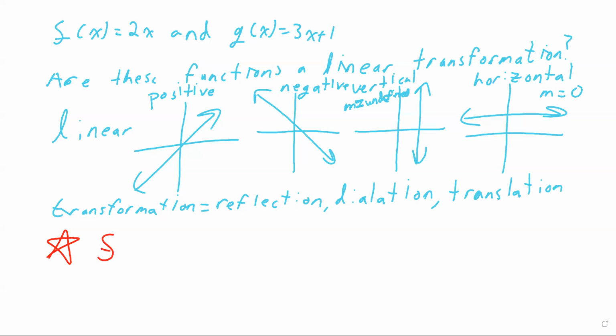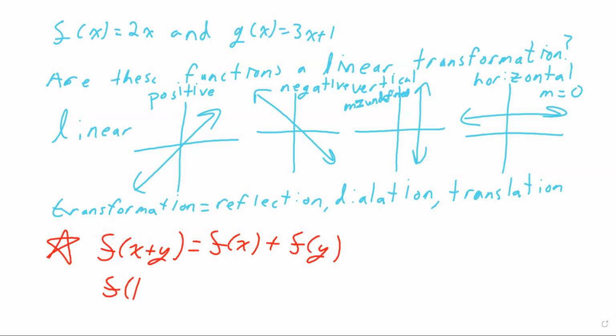I have to prove that f of x plus y equals f of x plus f of y. This is the first thing you have to prove. The second thing you have to prove is that f of kx is equal to k times f of x. We're going to talk about how to prove these two things.